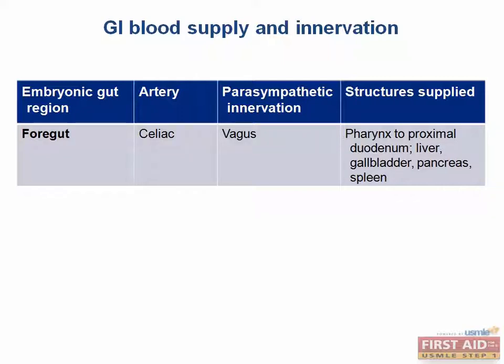The foregut, which consists of the pharynx to the proximal duodenum and the nearby structures including liver, gallbladder, pancreas, and spleen, receives blood from the celiac trunk. This region is innervated by the vagus nerve. A quick review, where does the celiac branch? That's right, it branches at T12.